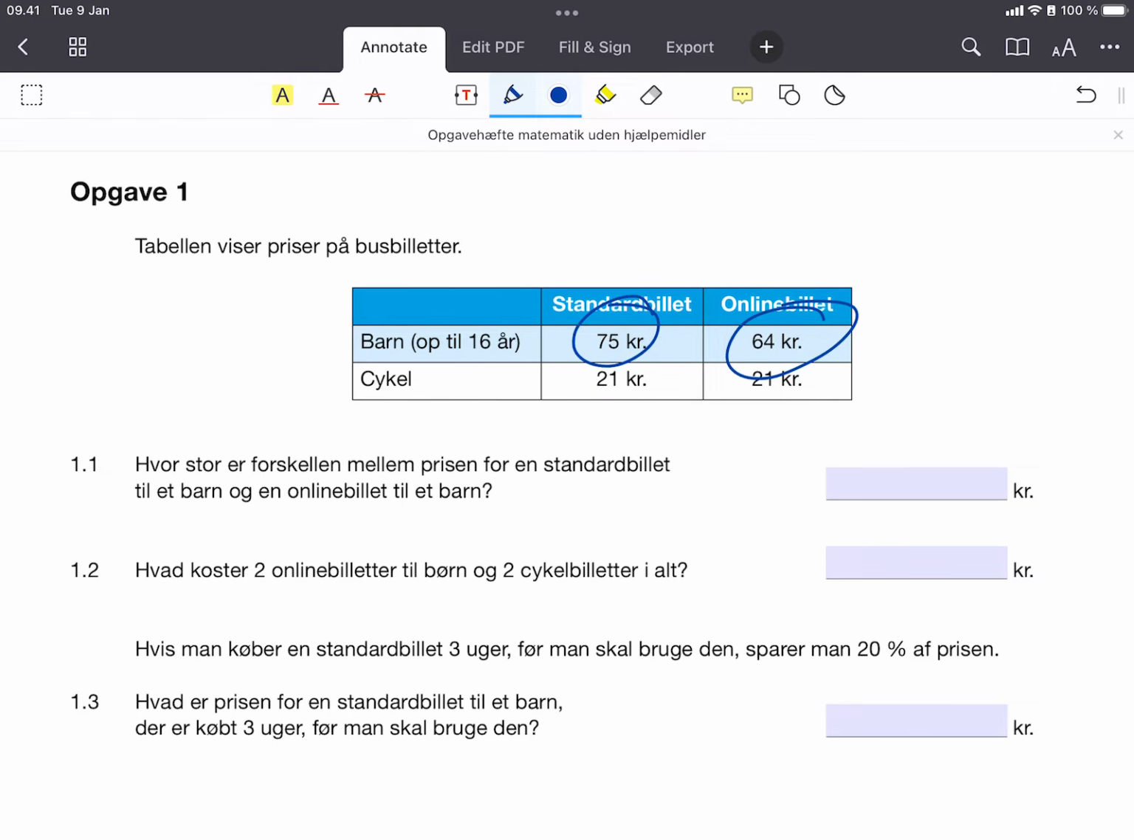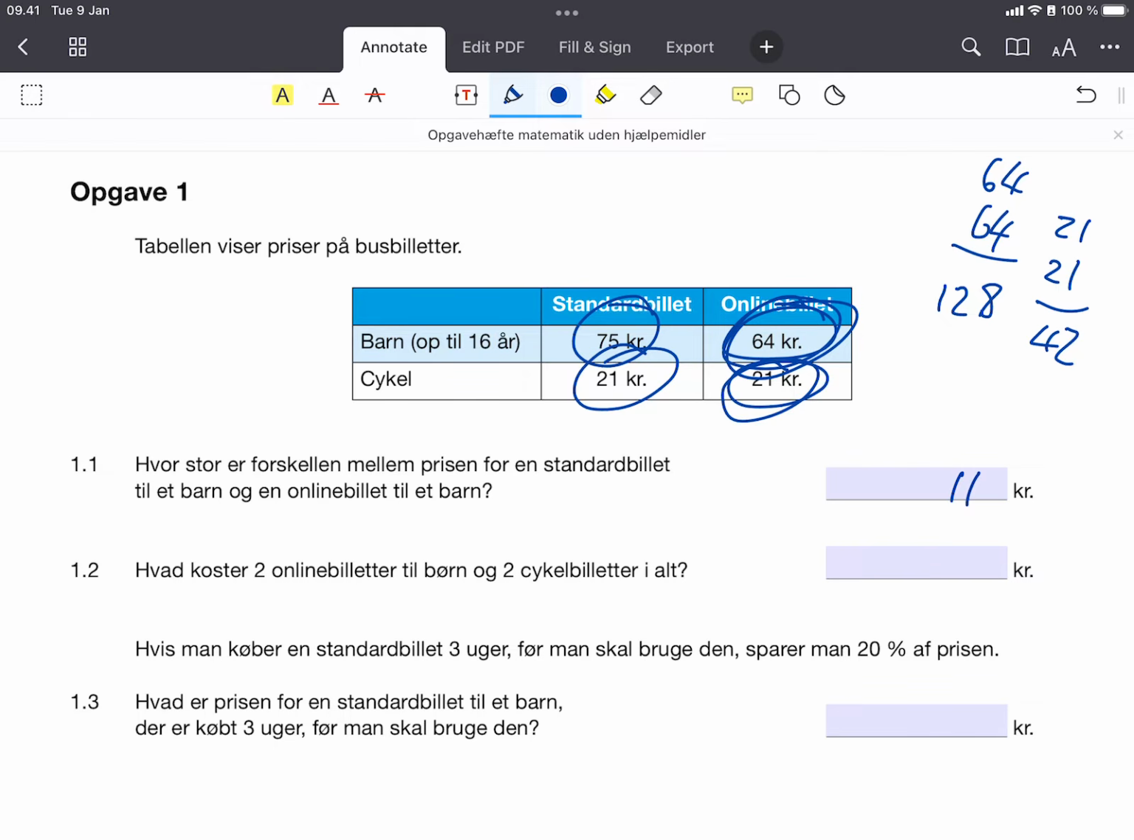So 75 minus 64 is 11 kroner. Then it says, what do 2 online tickets for a child and 2 cycle tickets cost in total? Okay, so that's 2 64s, which is 128, and 2 cycle tickets, that's 2 21s, whether you buy them online or not. 21 plus 21 is 42. So 128 plus 42 is 170 kroner.